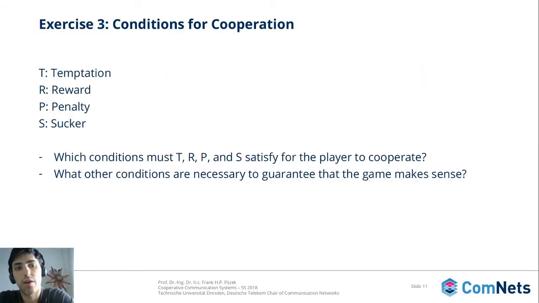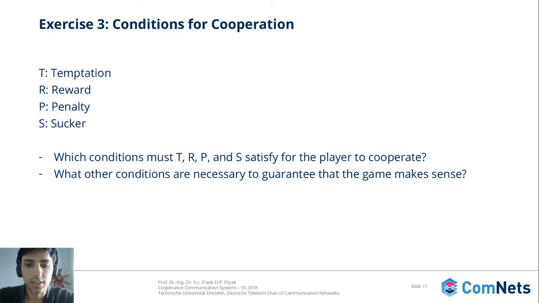So the question is, here we have temptation, reward, penalty, and sucker. What are the conditions that these 4 parameters must satisfy for the player to cooperate? And what other conditions are necessary to guarantee that the game makes sense? For example, if the sucker means that we cooperate and the other defects, and the sucker is bigger than the temptation, then we will always defect, because it doesn't make sense. So what are these kinds of conditions?